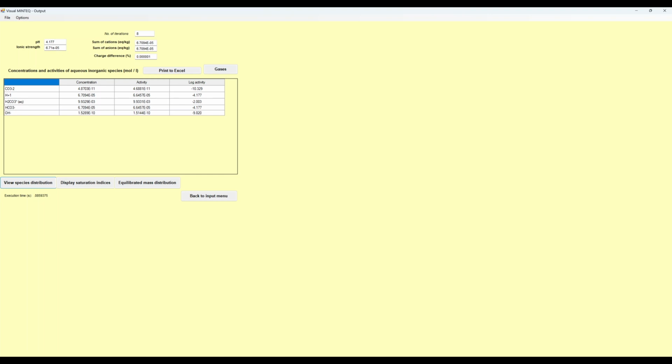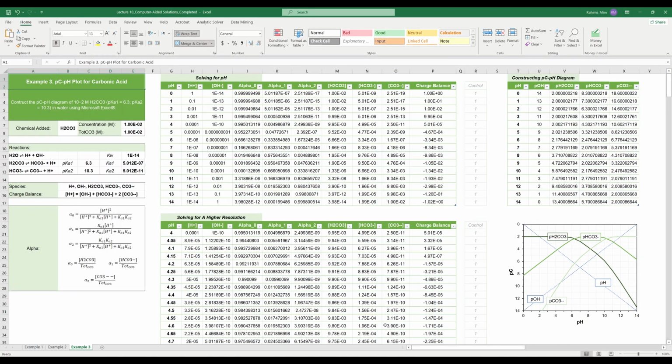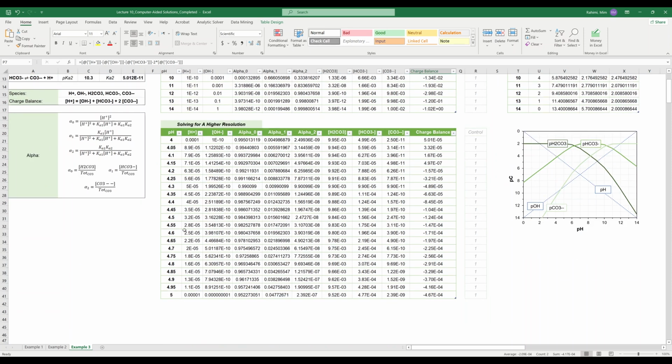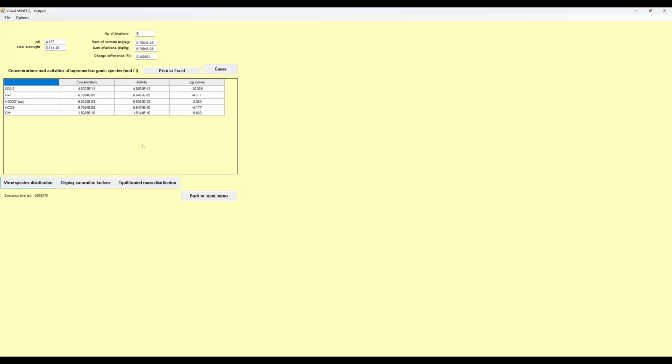The pH of the solution is 4.177, and the ionic strength is around 10 to the minus 5. But we did the same exact example using the Excel spreadsheet. In the table we first figured out the pH is somewhere between 4 and 5, where we have the change in sign, and then when we zoomed in between 4 and 5, we figured out that the pH is somewhere between 4.15 and 4.2. So the software is telling us the Excel spreadsheet was pretty accurate.